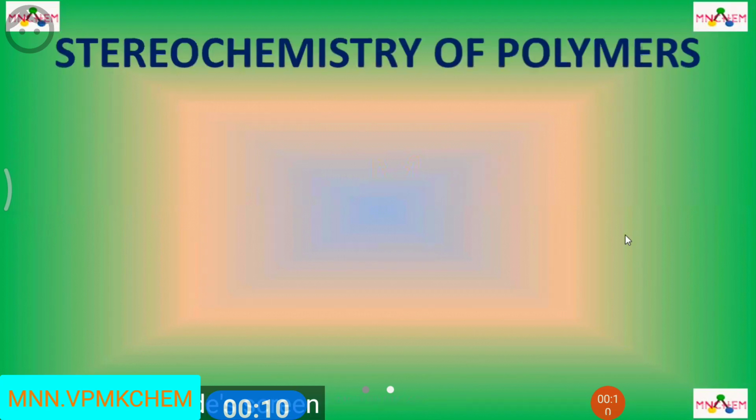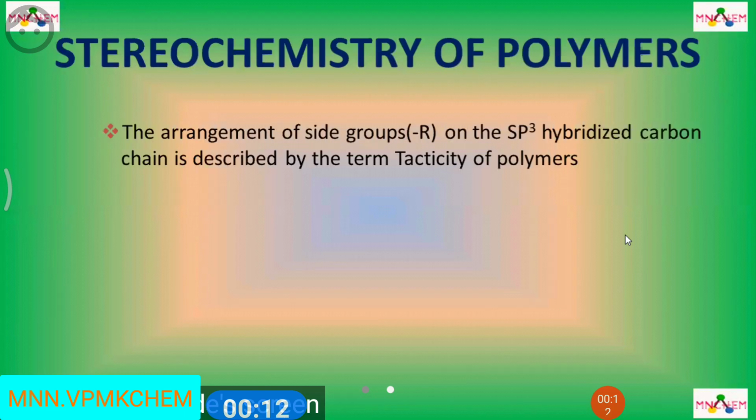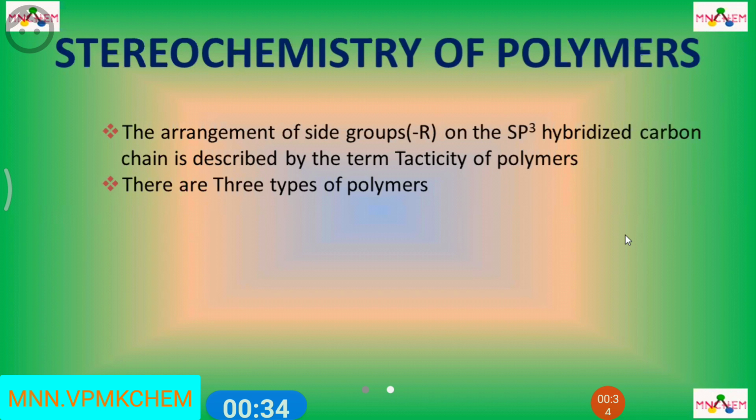Stereochemistry of polymers. The arrangement of side groups, particularly represented with R, on the sp3 hybridized carbon chain is described by the term known as tacticity of a polymer. According to the tacticity, there are three major types of polymers.